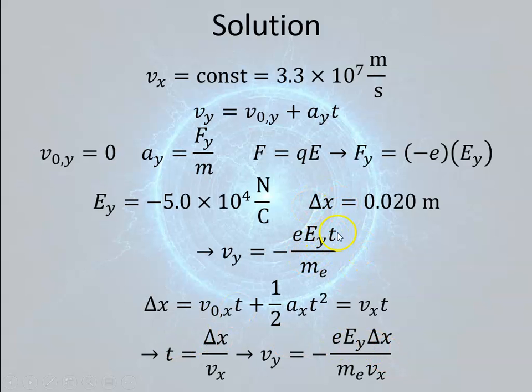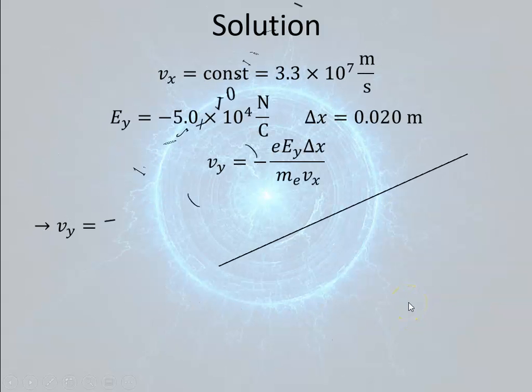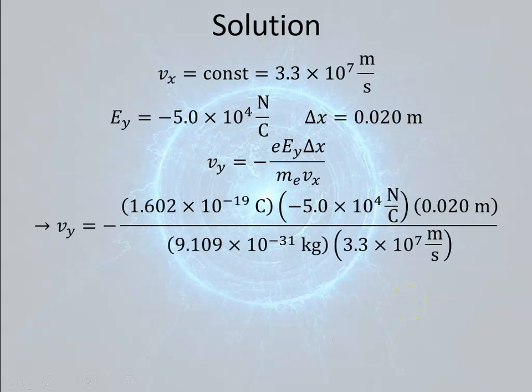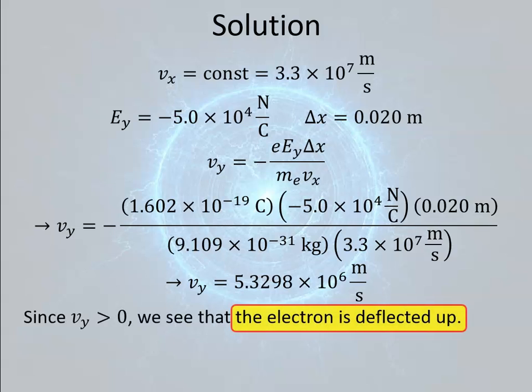So again, there's where the t comes in. t is delta x over v sub x. So we plug delta x over v sub x in for t, getting this expression for our v sub y in the end. Now we're finally ready to plug in numbers. And when we plug in our numbers, we see again the negatives end up canceling. So we get that v sub y is about 5.3 times 10 to the 6 meters per second.